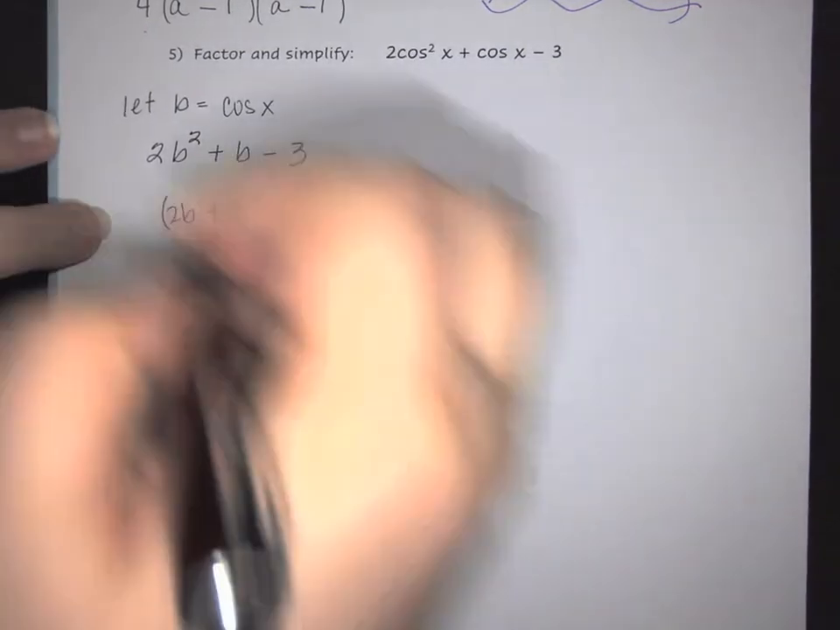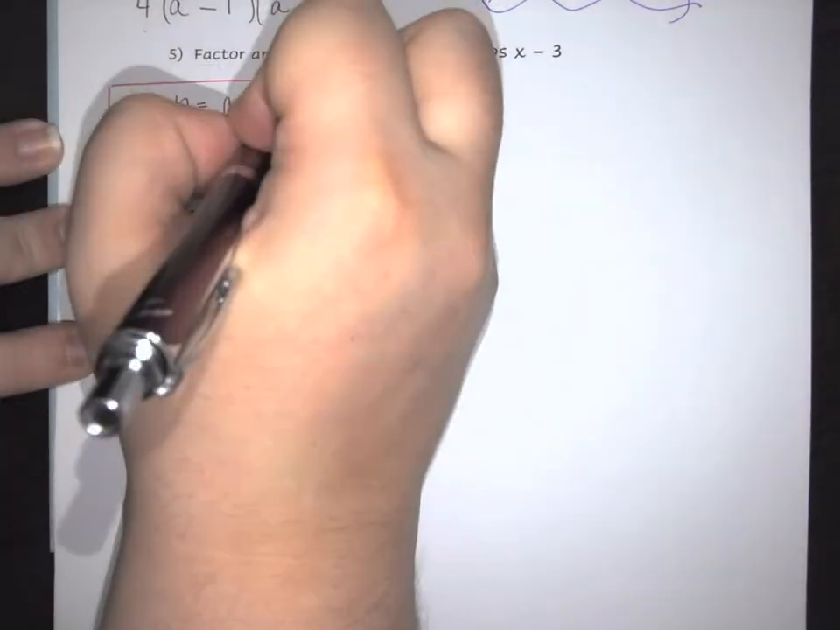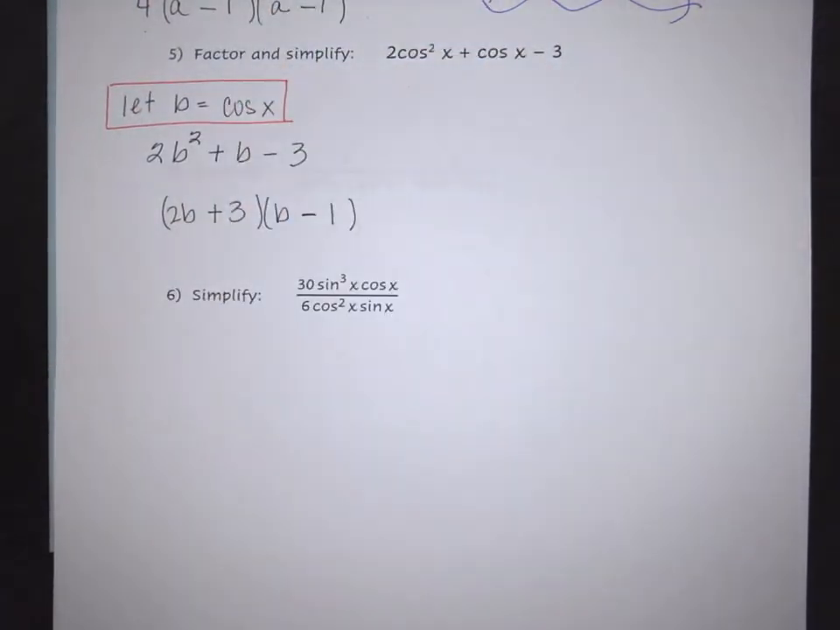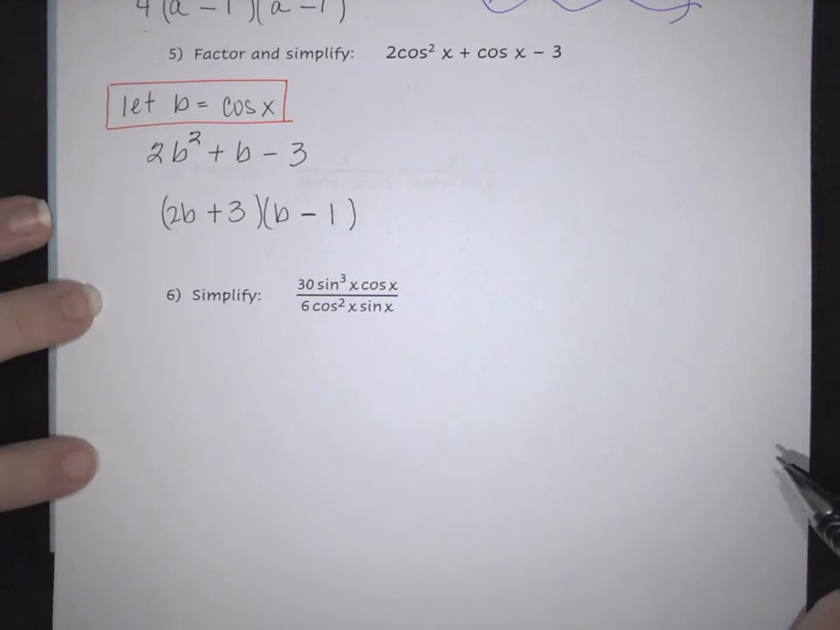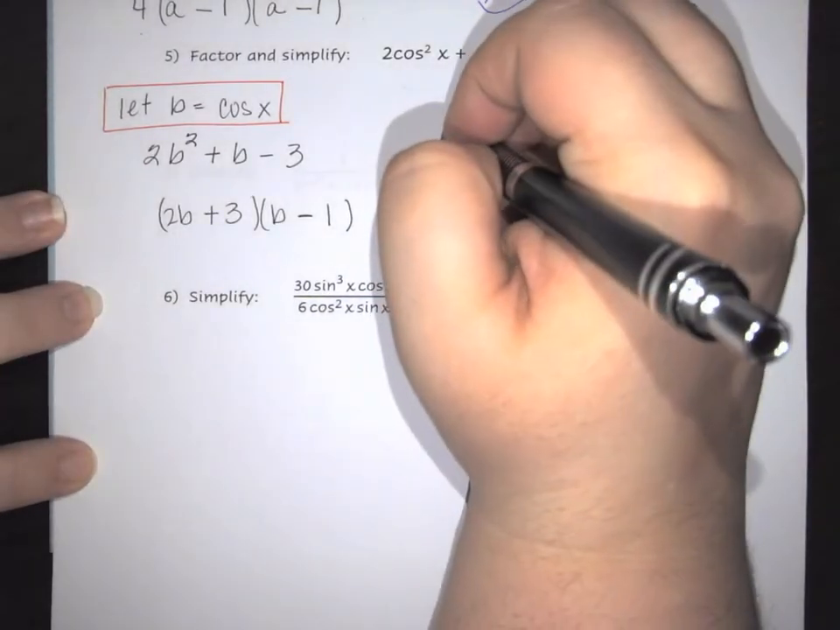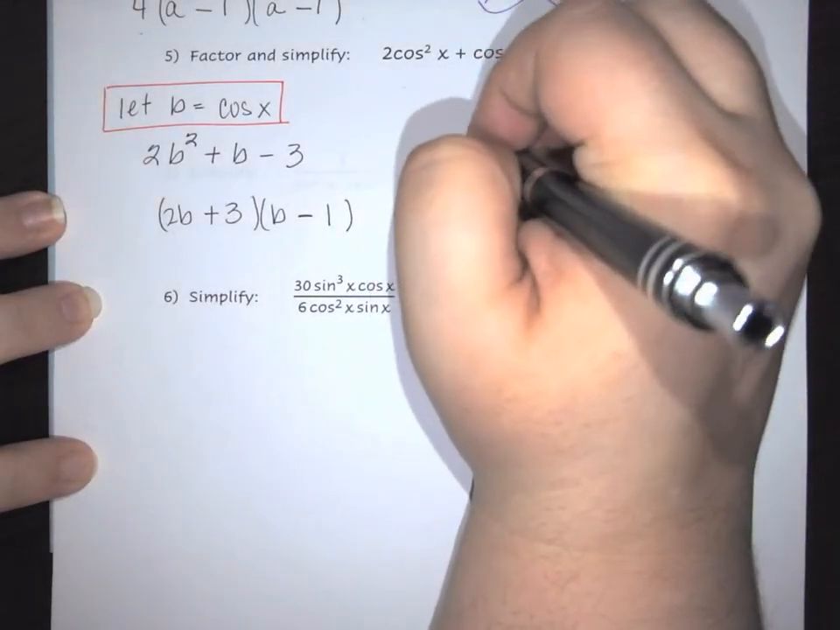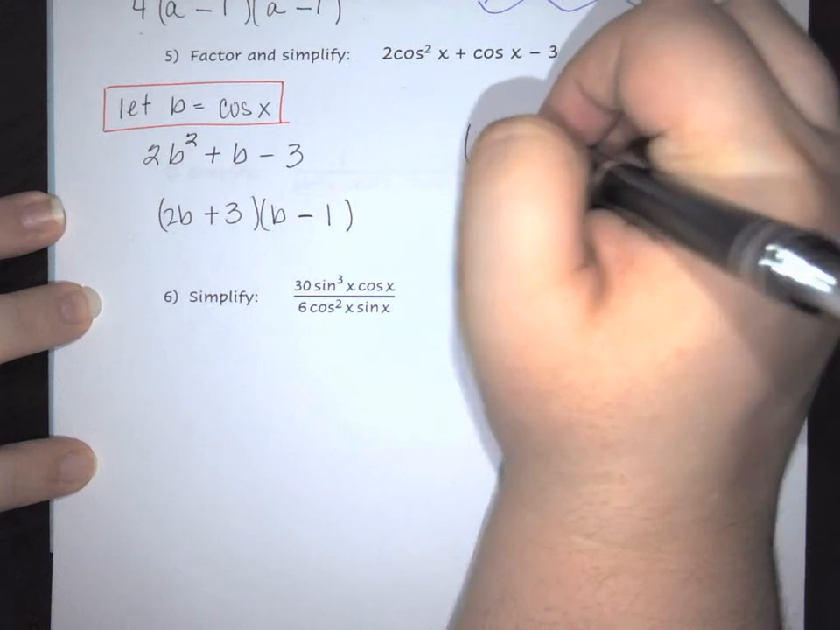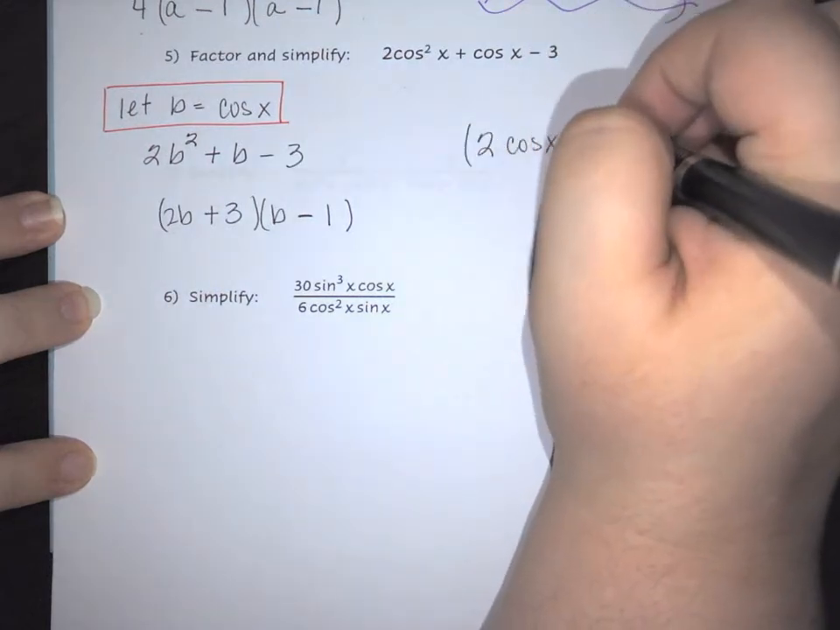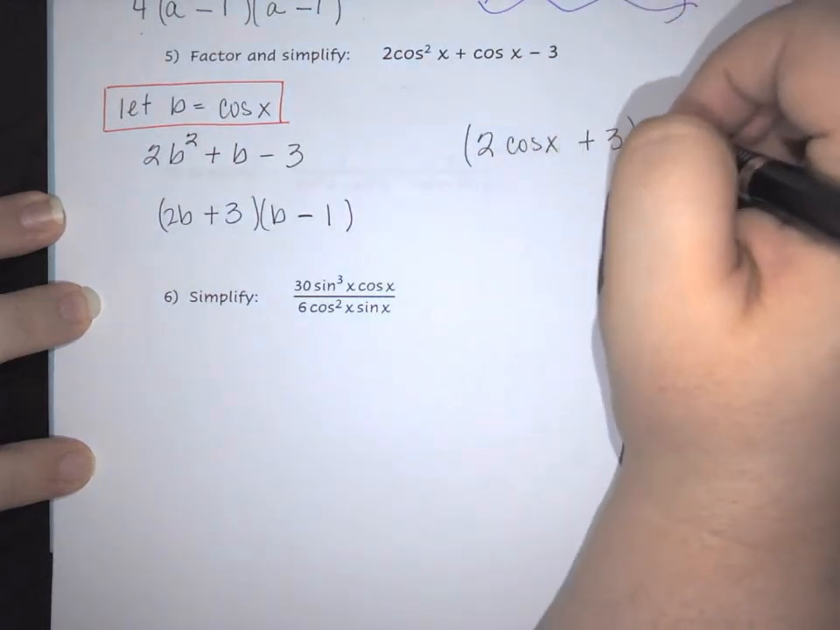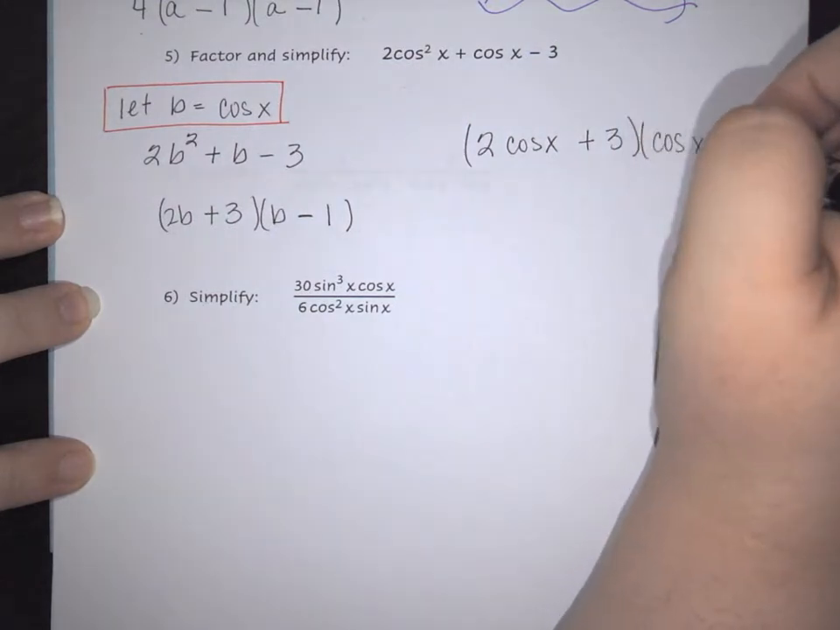Again, I don't want to forget that I started with a let statement. So that means at the very end I have to reverse it. So this is going to end up being 2 cosine of x plus 3 times the cosine of x minus 1.